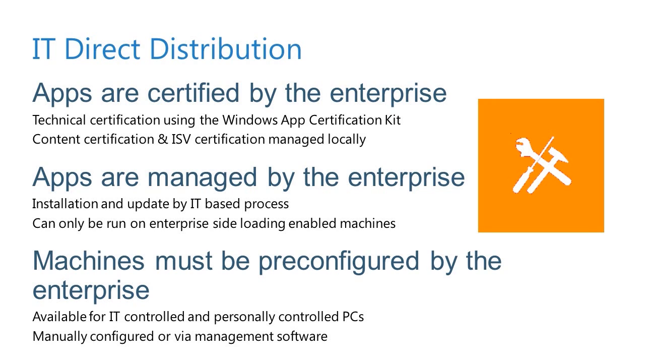They also need to validate that you are who you say you are as a developer that is giving them those bits. These are pieces that are normally provided by the Windows Store and by Microsoft in certification on the Windows Store. The apps are managed by the enterprise, so they can be installed and updated by IT-based processes, whether that's in the runtime or in the initial image configuration. And they can only be run on enterprise sideloading enabled machines. What does that mean? It means that those machines need to be pre-configured by the enterprise. They're available for both IT-controlled and personally controlled PCs, and they can be manually configured or done via management software.